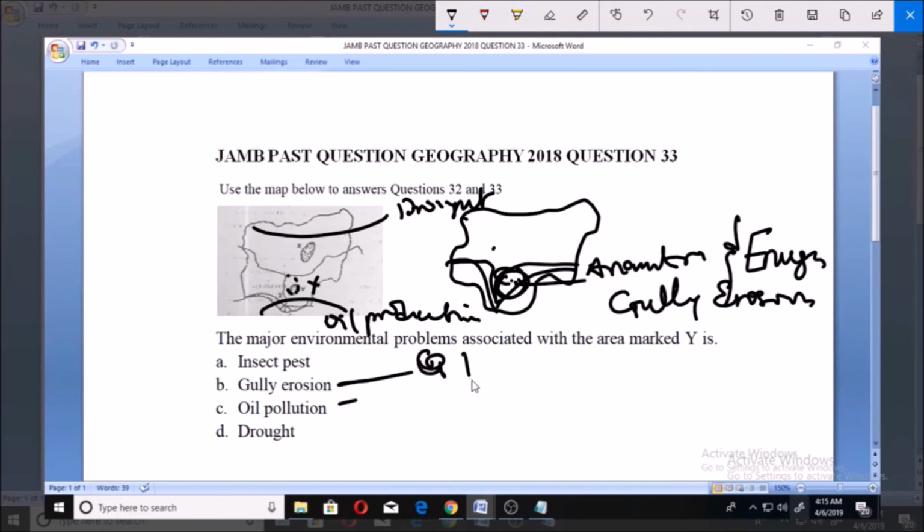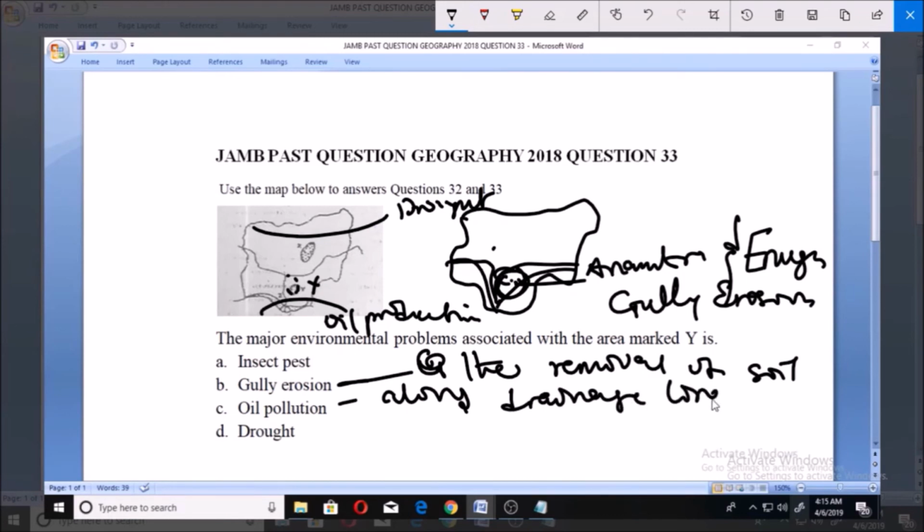It is actually the removal of soil along drainage lines. That is what gully erosion is. The removal of soil along drainage lines by surface water runoff. So when you have the drainage line being drained of its soil due to surface water movement, we have what we call gully erosion.